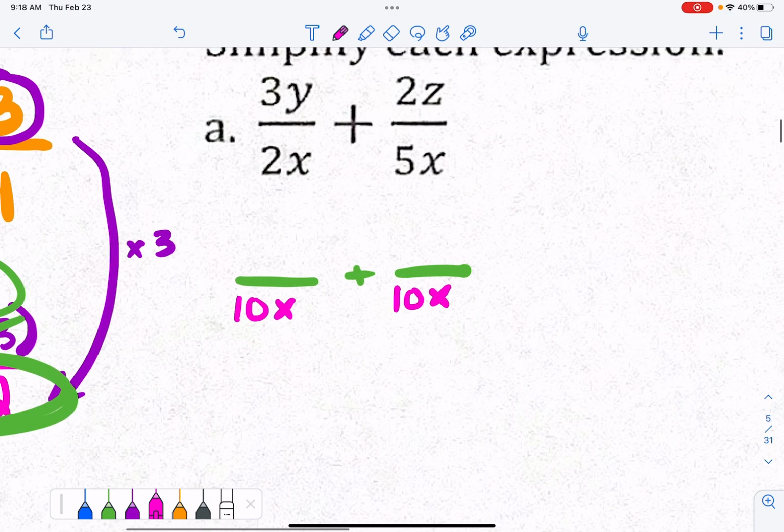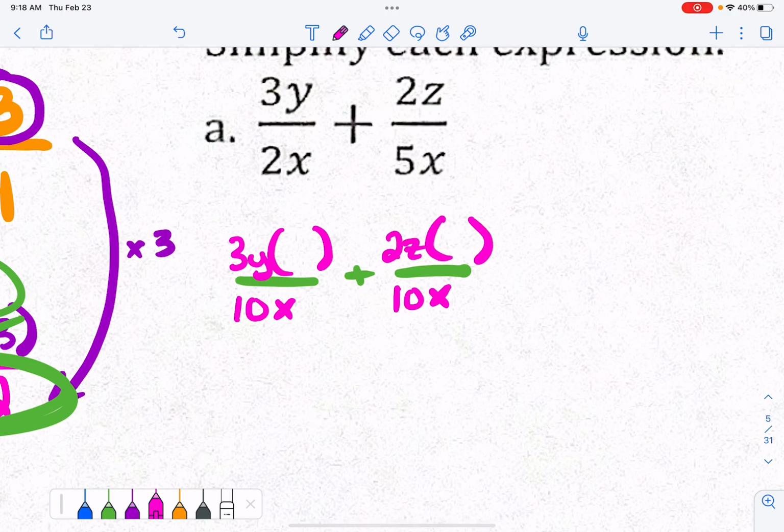So I'm going to get ready to change my top numbers. I'm going to leave 3y here, and I'm going to put parentheses for what we're going to multiply it by. Then I'm going to copy my 2z down, and put parentheses for what we're going to multiply it by. These just got recopied here, and I'm going to multiply the top by something as well, okay? So now we look and say, what are we multiplying by?